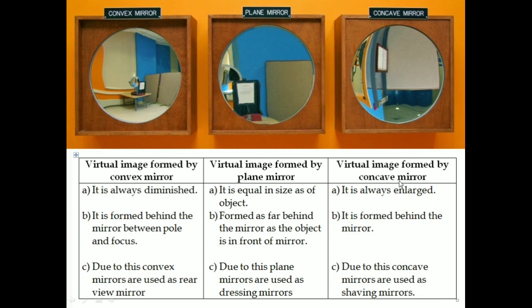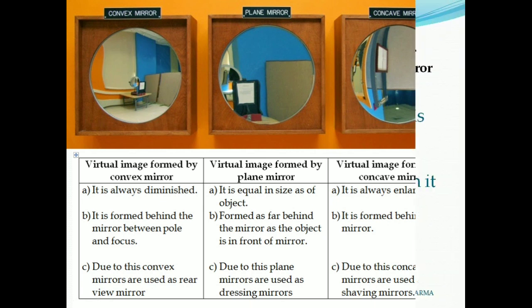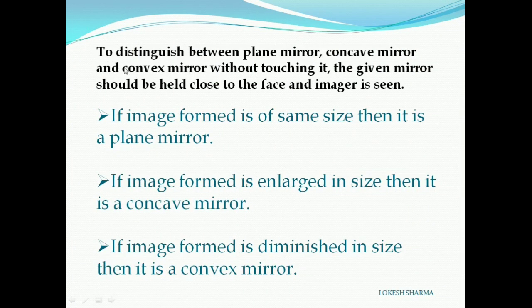And in case of virtual image formed by the concave mirror, it is always enlarged. It is found behind the mirror, and due to this, concave mirrors are used as shaving mirror and dentists use them to see enlarged image of the teeth.